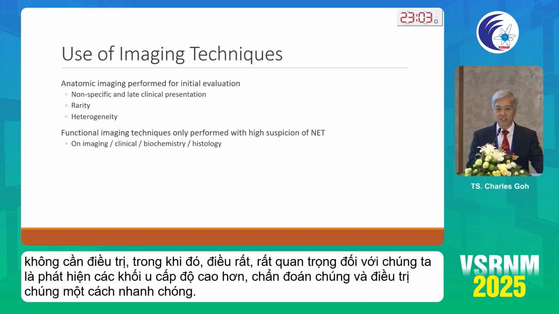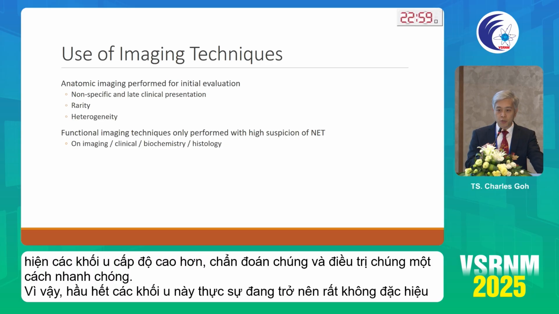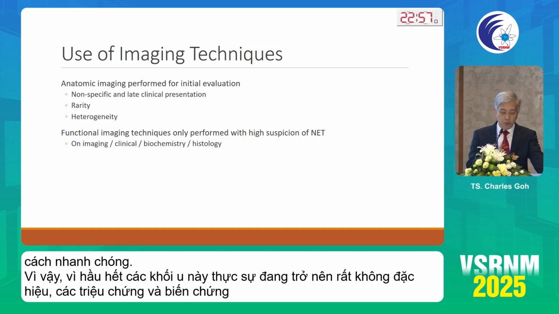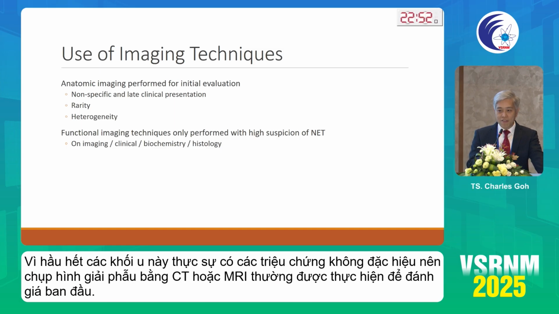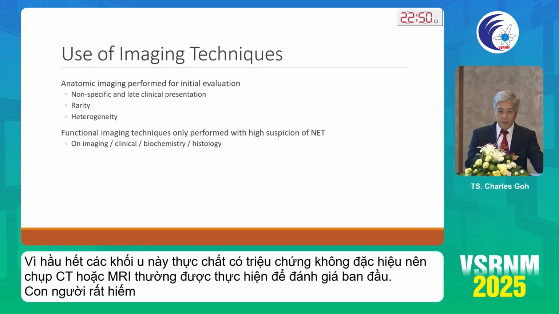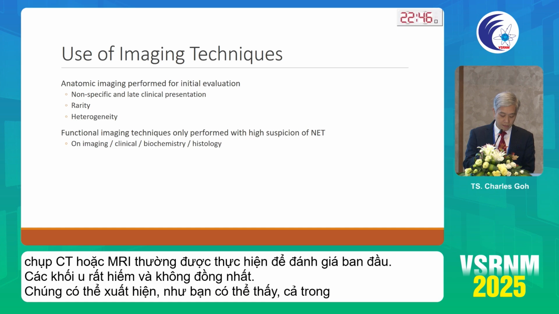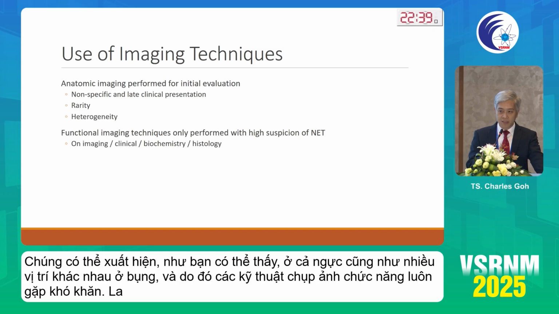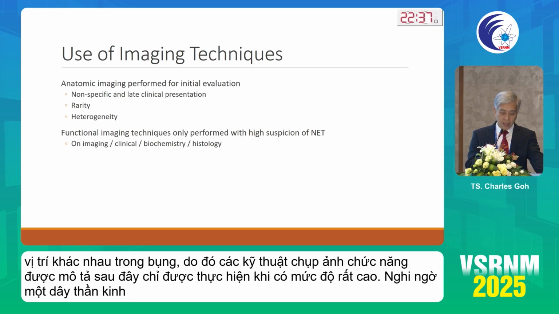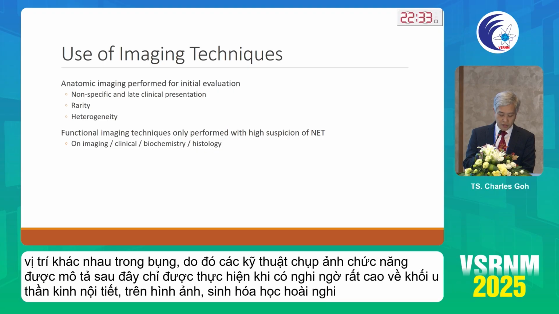Because most of these tumors actually present with very non-specific symptoms, anatomic imaging using CT or MRI is usually performed for initial evaluation. The tumors are very rare and heterogeneous. They can appear, as we can see, both in the thorax as well as various sites in the abdomen. And so functional imaging techniques, which I will be describing later, are only performed when there is very high suspicion of a neuroendocrine tumor, either on imaging, clinical, biochemistry, or histological grounds.